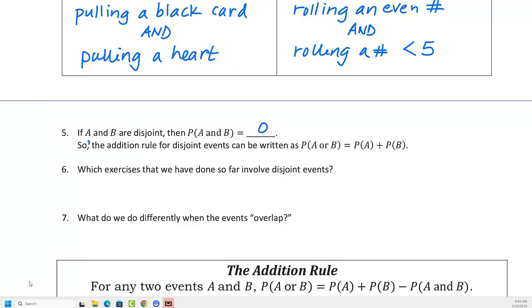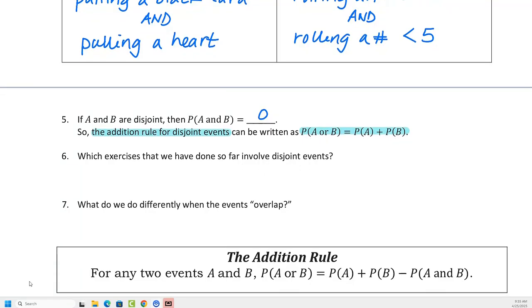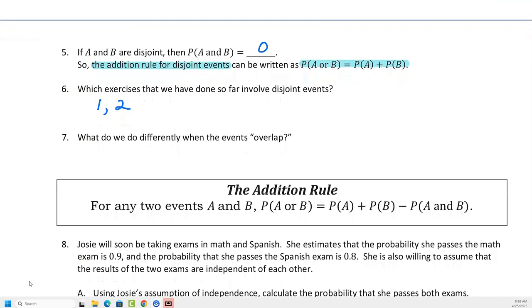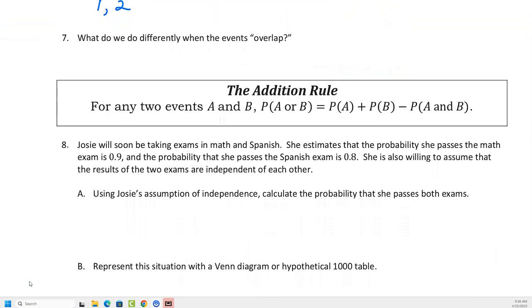So the addition rule for disjoint events can be rewritten as the probability of A or B is equal to the probability of A plus the probability of B. So which exercises have we done thus far that are disjoint? We've already said that it was exercise 1 and 2, okay? I just went back and reviewed it. What do we do when the events overlap? Well, that's where we come to the addition rule that we have here.